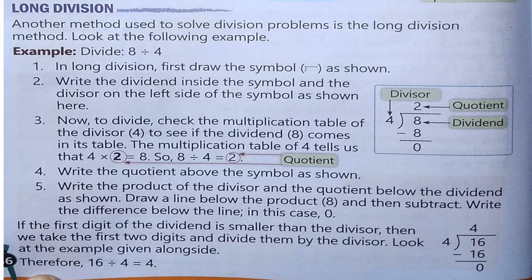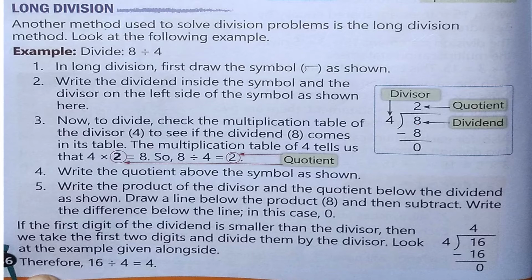Now the long division method. So how to do the long division method? Let's see. See the example: we have to divide 8 divided by 4. In long division, first we have to draw this symbol. Write the dividend inside the symbol and the divisor on the left side of the symbol as shown here. So we will write 8 inside the symbol, and the divisor 4 outside, on the left side.